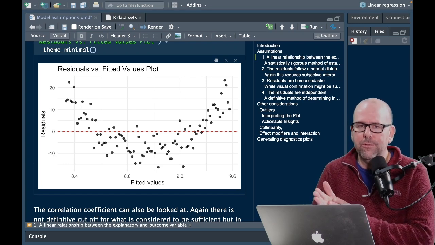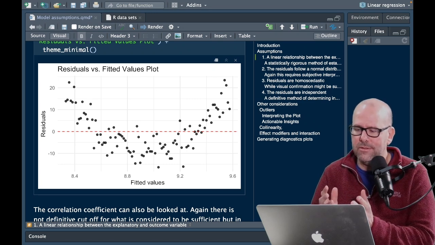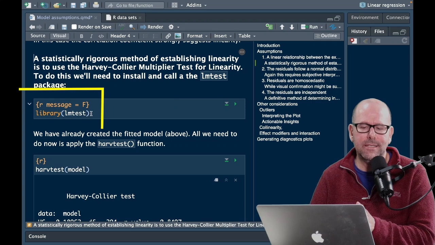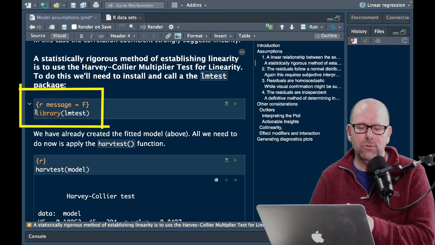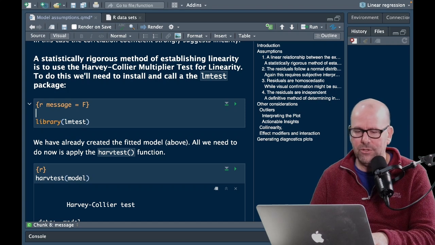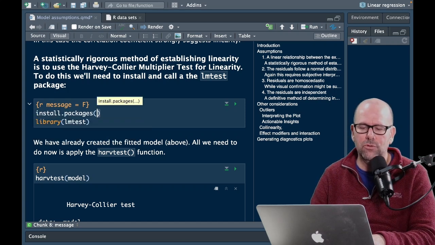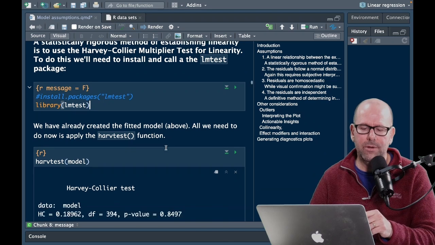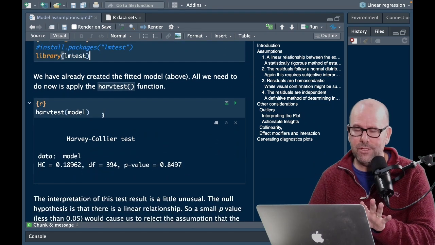So the first assumption is that the relationship between the x and the y is linear, and the statistical test that we can do to check that is the Harvey-Collier test, and it's very easy to do. First of all, you need to get the lmtest, linear model test package installed, right? If you don't have it, you can do install.packages("lmtest"), and that will install it. If it's already installed, you just call it with library. I've already done that. To use it is super duper easy.